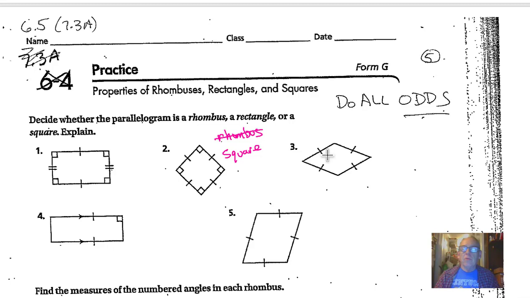Now if we look at number 3, all the sides are congruent. That's by definition a rhombus. This would be a rectangle, opposite sides congruent and right angles. This makes it a rectangle.